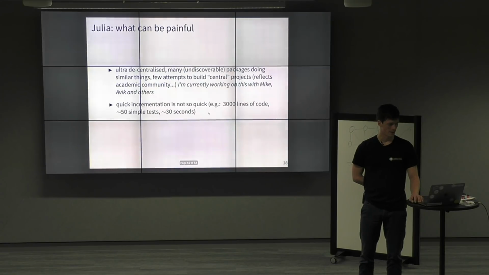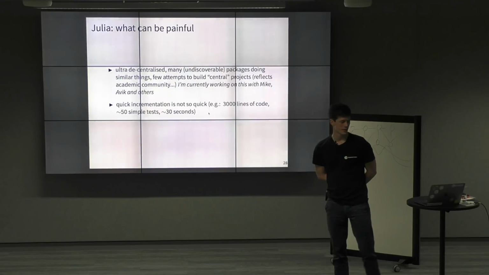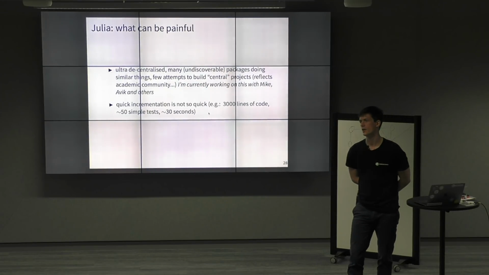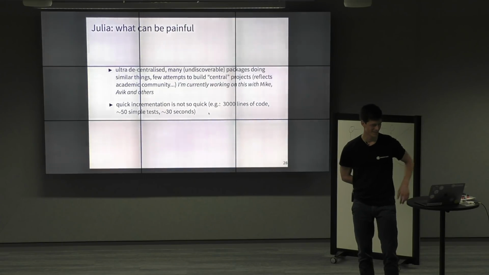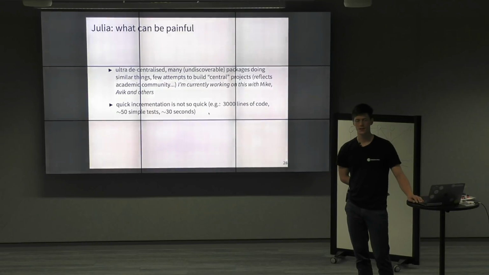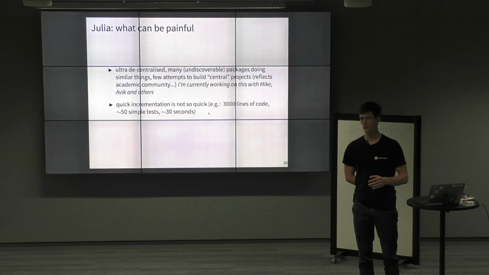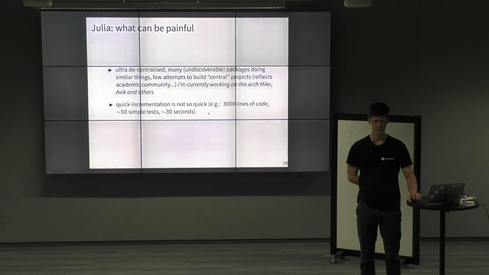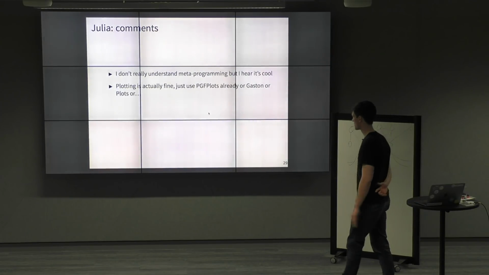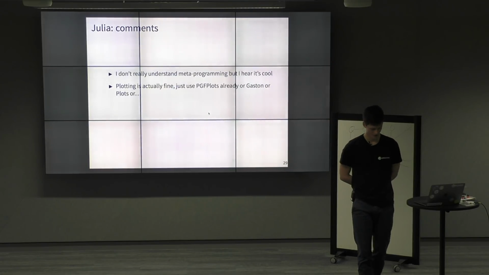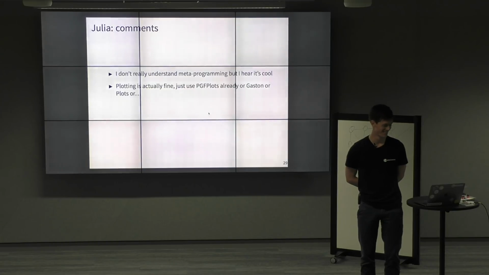Another pain point is that quick iteration is not so quick. If you have, let's say, 3,000 lines of code, so like a basic code base, and you're doing test-driven development, you're going to feel the pain of having to execute those tests. It's not the end of the world, and now that Juno, I guess all of you use Juno maybe, which is an IDE for Julia, has gotten really incredibly better, this comment kind of doesn't hold anymore. These are just side comments: I don't really understand metaprogramming, but I hear it's cool. So I guess I have to learn Lisp, maybe.